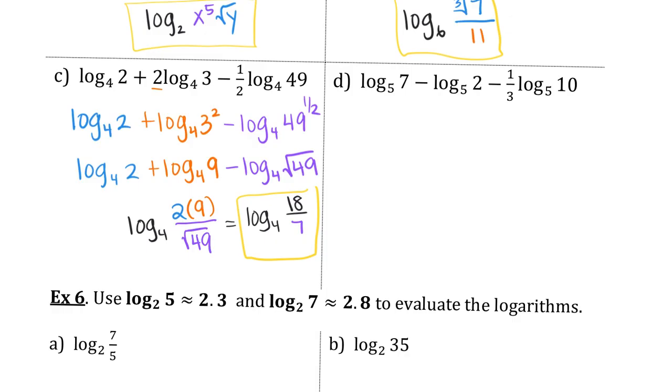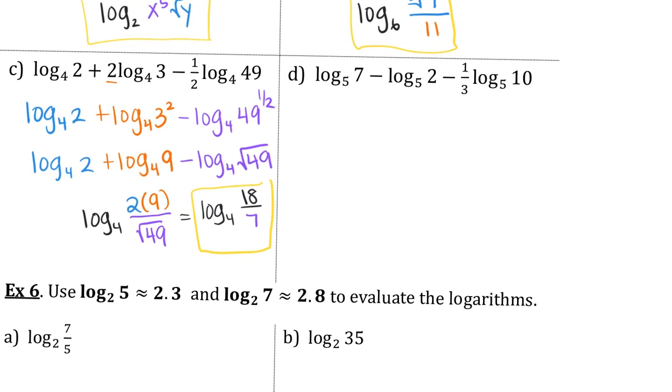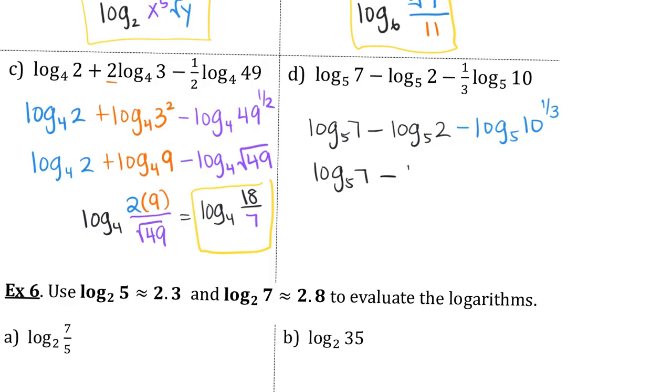Okay, let's condense this last one. Okay, do I see? Yep, the 1/3. So the first one looks okay, but that 1/3 does not. Log base 5 of 2. I'm going to move the 1/3 up. Okay, I'm going to rewrite that as a radical now, although I could also do it after I write my fraction. Since it's 10 to the 1/3, that's the third root of 10.